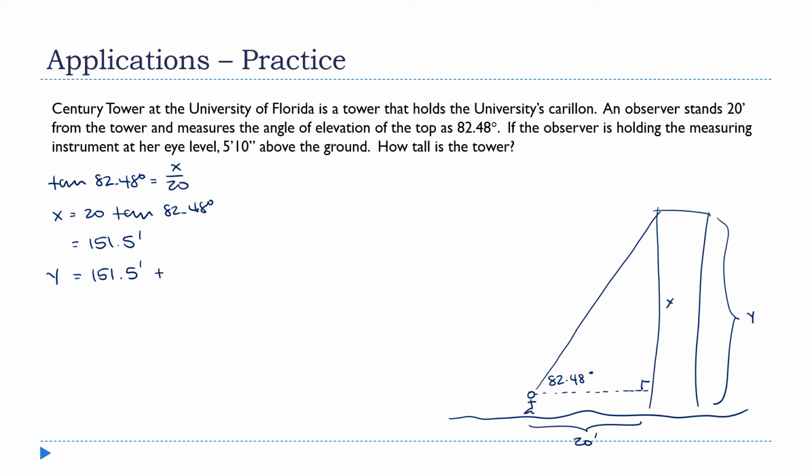But I can't do that because I can't mix and match my units. So I'm going to call this 5 feet plus 10 divided by 12 feet. I'm converting those 10 inches into feet. And my calculator says this is 157 feet 4 inches.